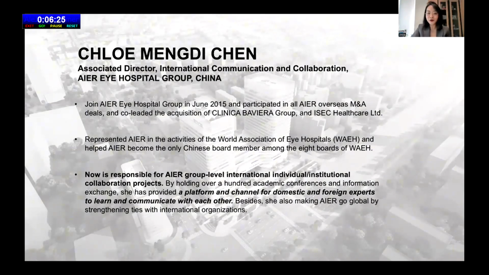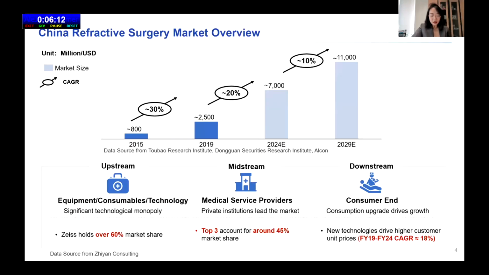I'm now responsible for Eye's group-level international and institution-level collaboration projects and information sharing, and we're trying to build a platform and channel for foreign experts to learn from Chinese doctors and from each other, and communicate with each other. So let's start with the China refractive surgery market overview.